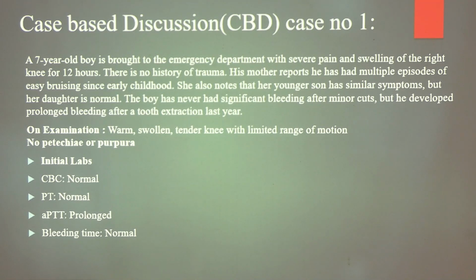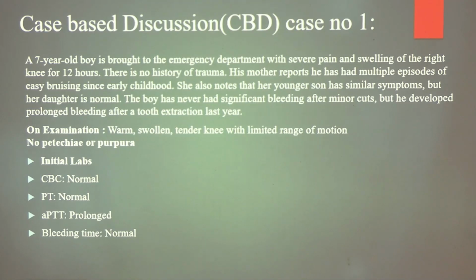Then the lab reports: CBC is normal. PT, prothrombin time, is also normal. aPTT, activated partial thromboplastin time, is prolonged, and bleeding time is normal. So after what I have discussed, hemophilia, purpura, and DIC, after seeing the history, what comes to your mind? What might it be?